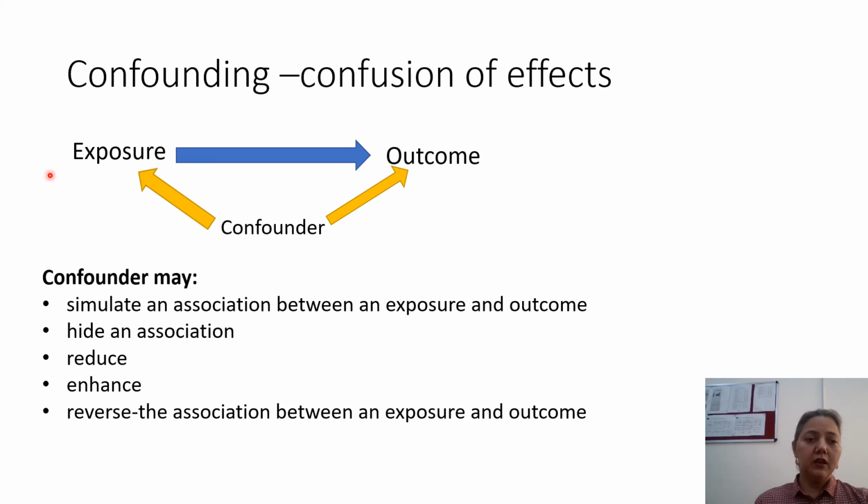Suppose we are thinking that smoking is the factor under consideration as exposure, and we are seeing the effect of smoking on lung cancer. There can be some confounders, like age, which is not indicating the exact relation between the smoking and the lung cancer. So there can be some other factors also which act as confounders. We should be aware of them.